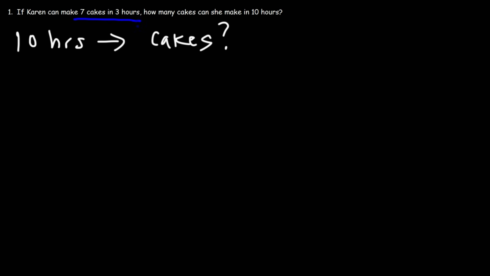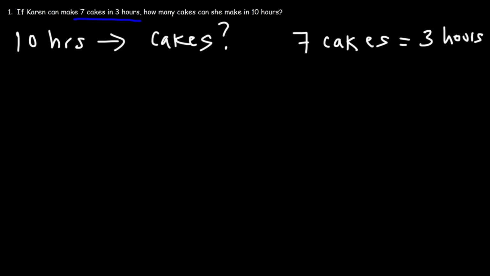We're given the time of 10 hours. And we want to know how many cakes can she make. Now, in order to find the answer, we need to identify the conversion factor. So now that we've identified the problem, what is the conversion factor? The conversion factor is basically, in this example, the rate at which she can make cakes. She can make 7 cakes in 3 hours. So to keep things simple, we're going to say 7 cakes is equal to 3 hours.